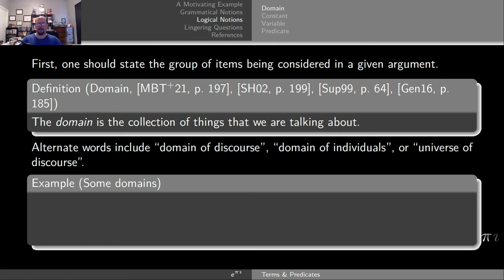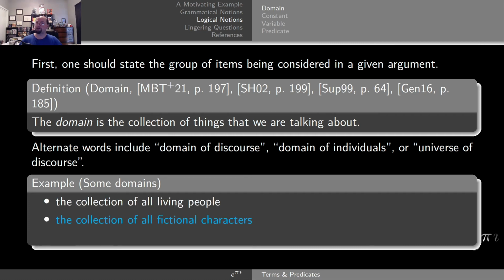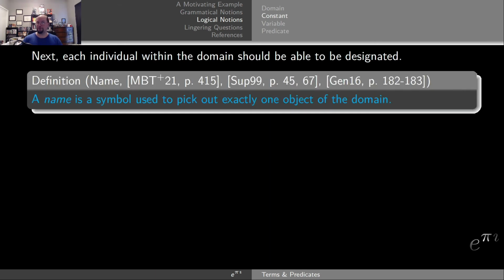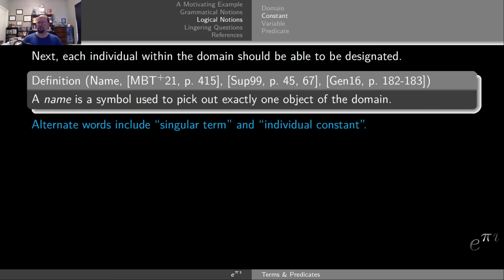Now, we've already had a few domains mentioned in passing, so let's go ahead and state them for the record. We have the collection of all living people. We also have the collection of all fictional characters. And we also have the collection of all animals on Earth as well. Next, each individual within the domain should be able to be designated. That is, I should be able to name them. A name in logic is a symbol used to pick out exactly one object of the domain. Alternate words for this include singular term or individual constant. In mathematics, I often use the term constant more often than not.